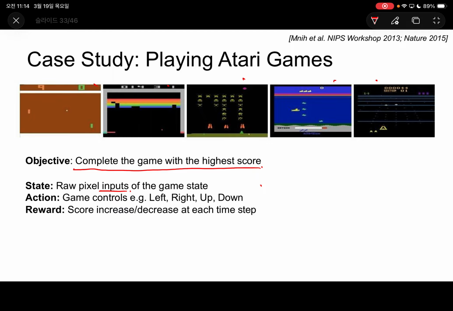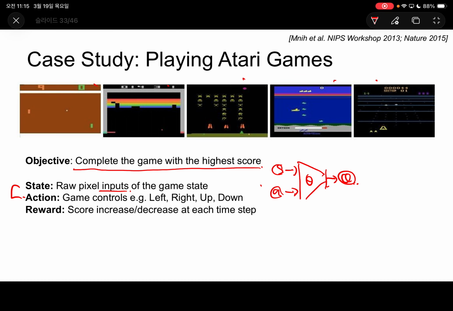We have systems such as convolutional networks that can process images and get useful features, right? So we can simply pass a screenshot of each frame instead of passing metadata of the game. Raw pixel inputs of the game state could be the state. As I said, the deep network takes state and action as input and outputs the Q function. Another input is the action, the game control, such as left, right, up, down.